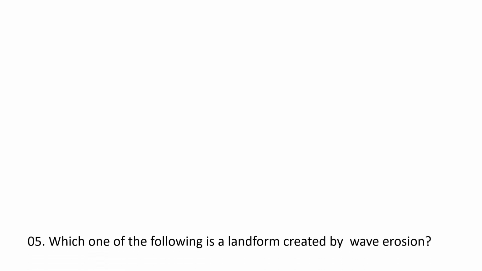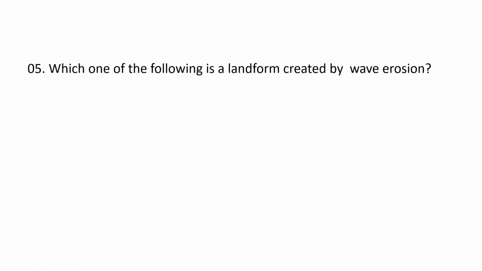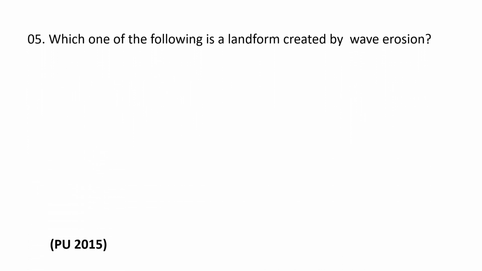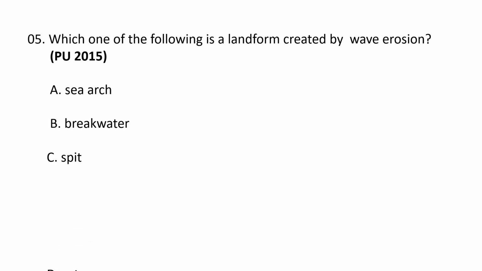Next question. Which one of the following is a landform created by wave erosion? A. Sea arch, B. Breakwater, C. Spit, D. Estuary. The correct option is A. Sea arch. Sea arches are indeed formed primarily by the erosional power of waves, which carve natural openings through headlands over time.